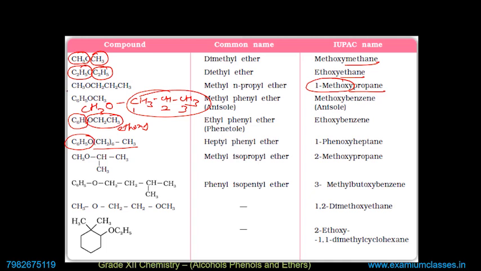Now this is something I told you here, that the methoxy group is connected on the second carbon. If you see here, it is CH3, CH, CH3, and OCH3 is attached on the second. So it is the same thing. So 2-methoxypropane. This is the main chain, and on the second carbon you have methoxy.